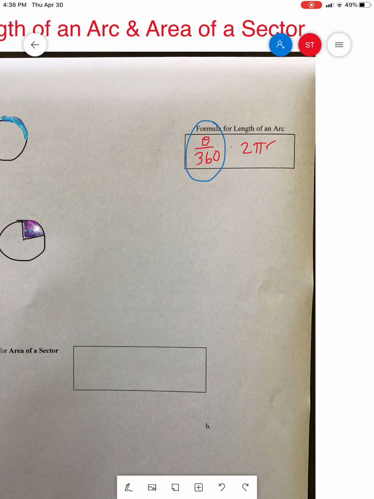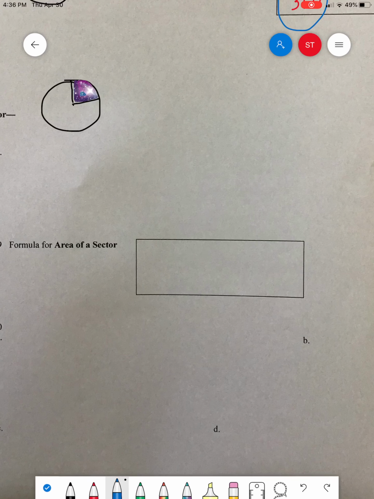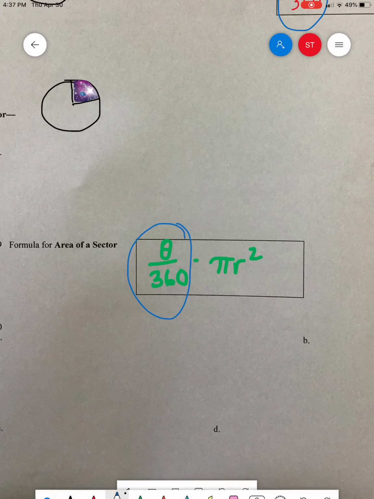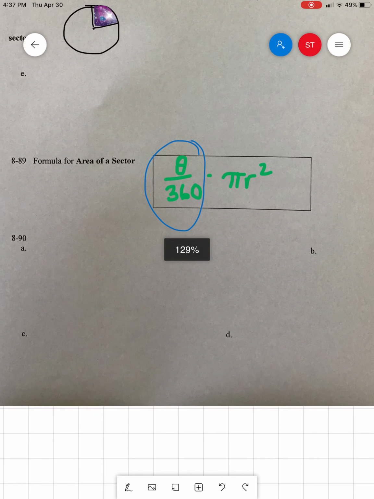Okay, so if we come down here, area of a sector, you guessed it. Let's get a different color, bigger. Theta over 360 times pi r squared. Pi r squared gives you the area of the entire circle, and then this is the fractional part that you're looking for. Okay, I did that in the last example, but I'll leave the rest for you. Let's come down here though. These are kind of cool questions.